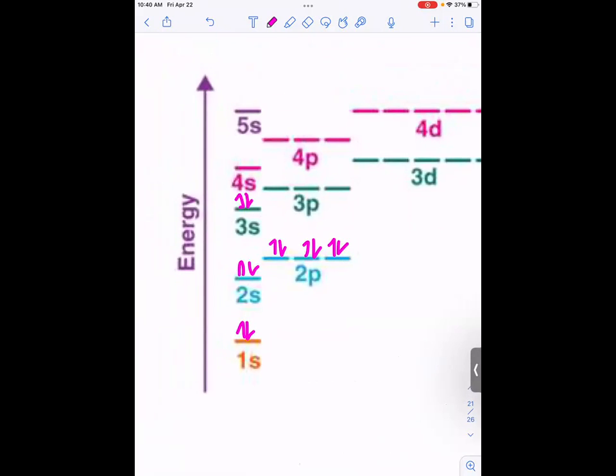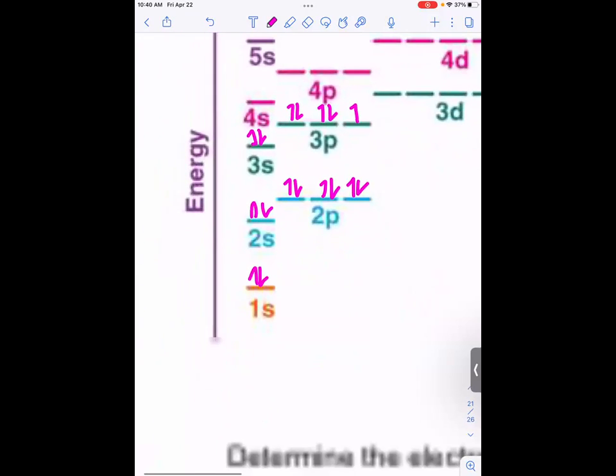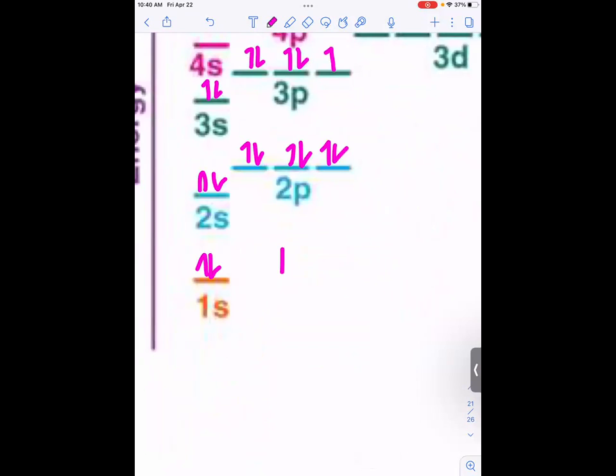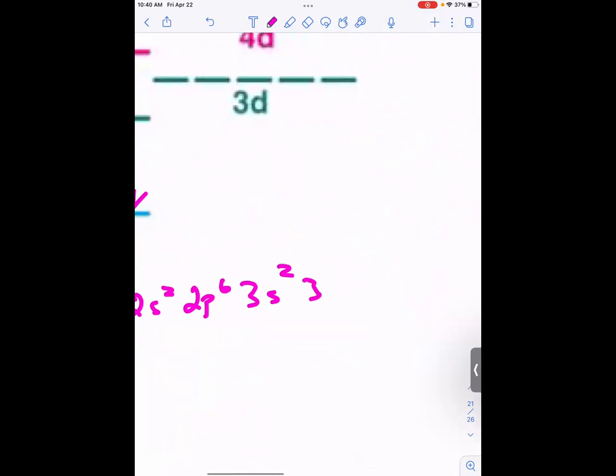How many we got left? That's 12, right? So we have 5 left, is that right? So we're gonna do this, 3, 4, 5. Anybody not following that? So this is gonna be 1s2, 2s2, 2p6, that's 10, 3s2, and then 3p5.